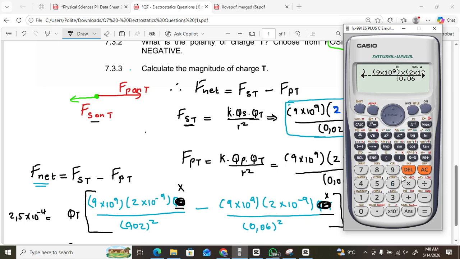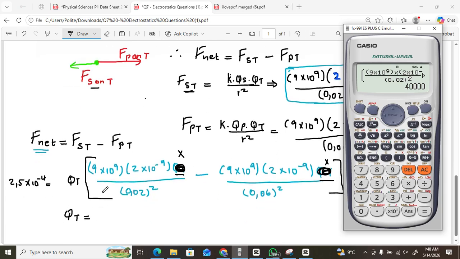If this gives us an error, I don't know. Okay, let's close the bracket. Okay, it's fine. Okay, this gives us 40,000. So if this gives us 40,000, we need to take that 2.5 times 10 to the power negative 4 and divide that by the answer.